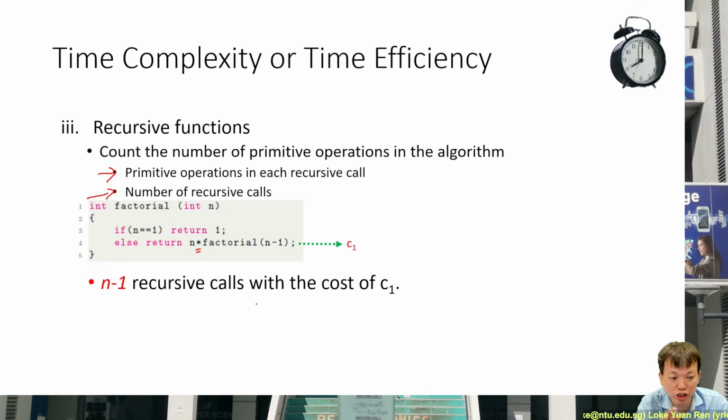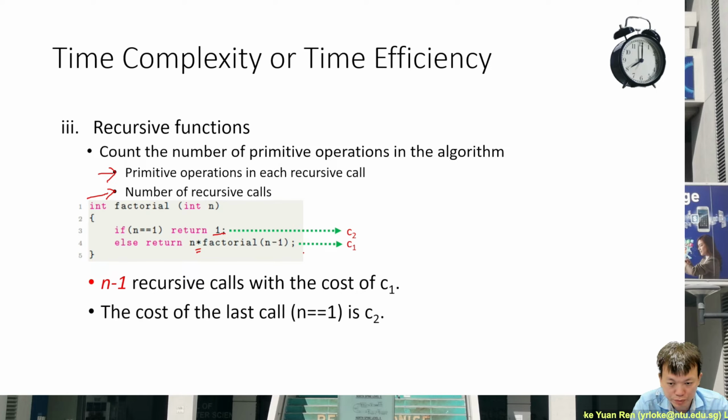They are equal. Each time you repeat this procedure, except the last one. For the last one, n equals 1, in that case you return 1. Maybe that takes some constant time, which I call C2. The rest is all multiplication by n-1, then you make the recursive call. The last one is return 1.